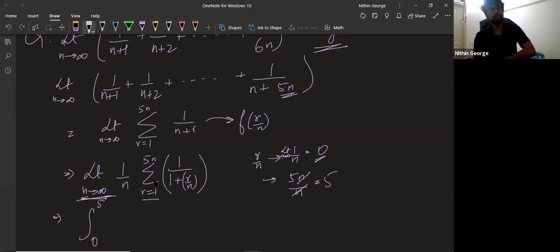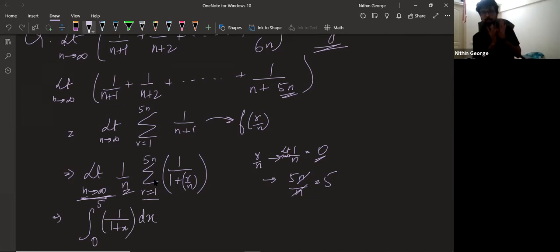Okay, r by n is your variable x. So we are taking the minimum value and the maximum value of r by n. That is where the integral will travel. Now the function will be what? Replace r by n with x. So it will be 1 by 1 plus x, and 1 by n is nothing but dx.